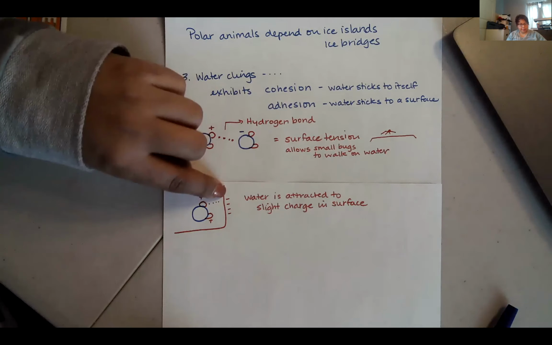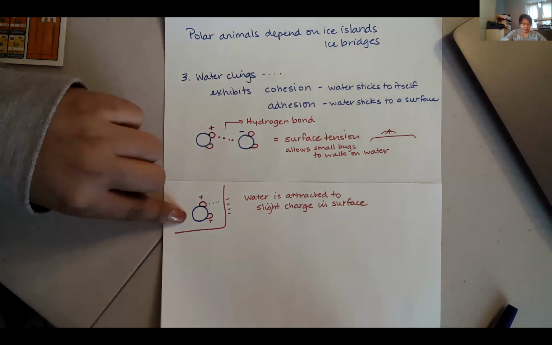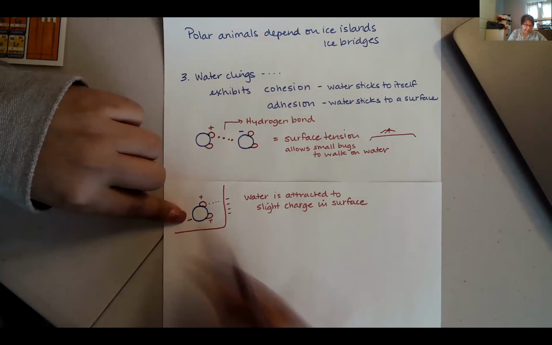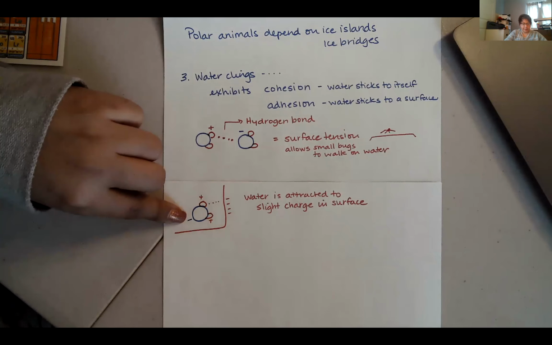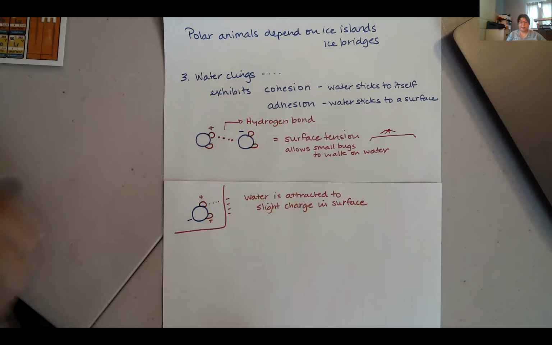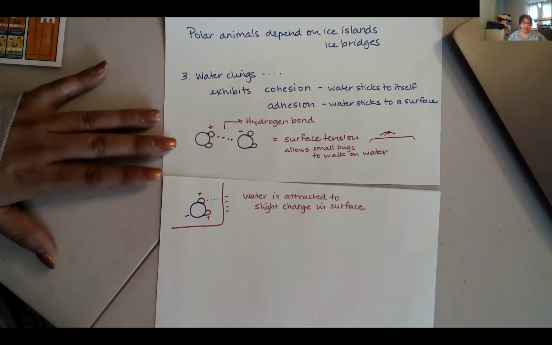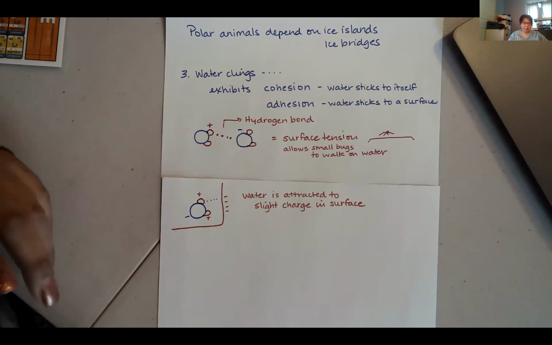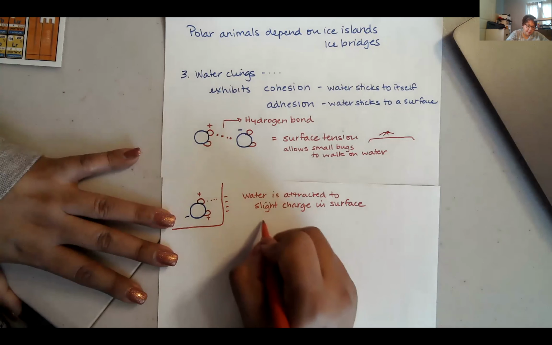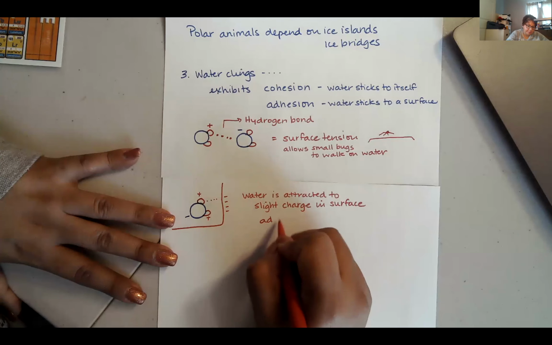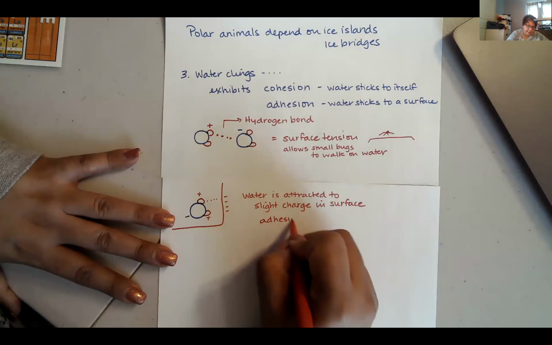If the surface is positively charged, then the water molecule turns itself around so that the negative part is attracted. If the surface is positively charged, well, then it's oriented this way. So it's really kind of like the perfect arrangement. Whatever charge the surface might have, the water molecule can be attracted to it. That's what we mean by adhesion. Water likes to stick to surfaces.